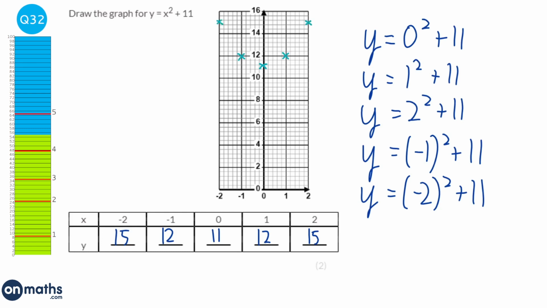Now when you join them up, what you want to do is avoid having a V. In the mark scheme specifically it says that the bottom needs to be nice and smooth, and avoid something called feathering where it looks like that. You just want one smooth line.